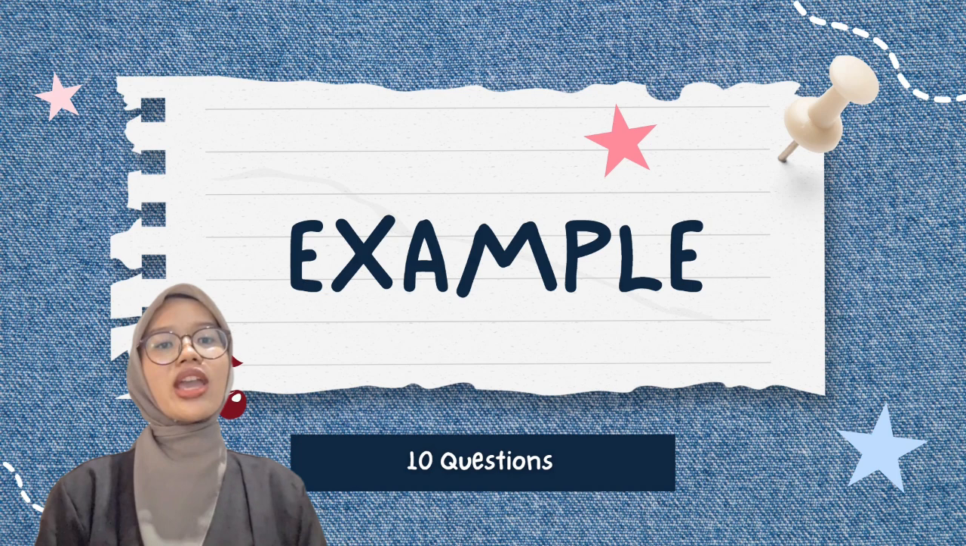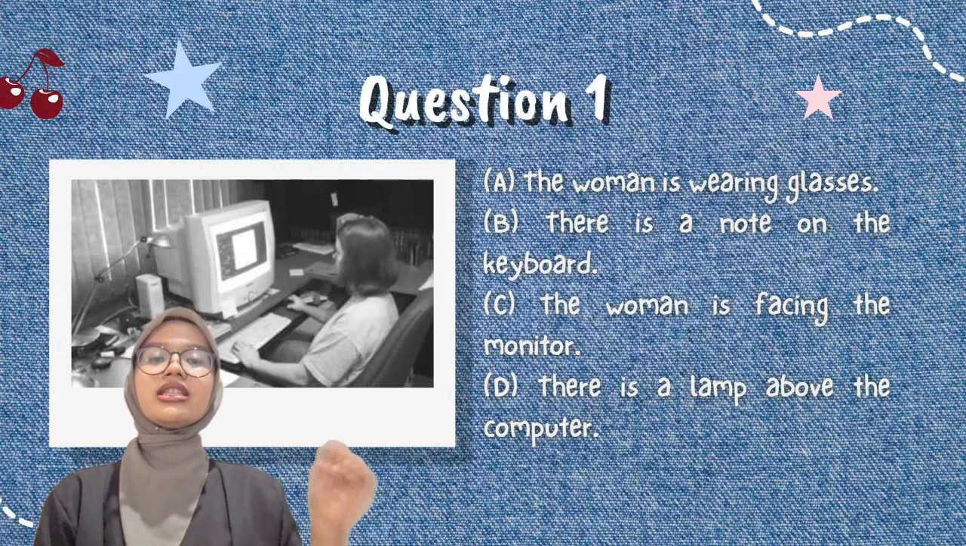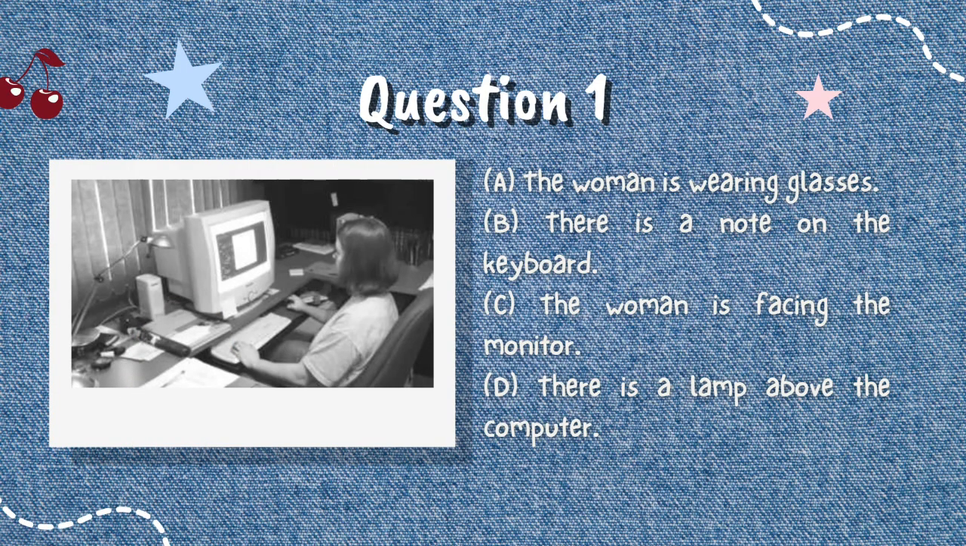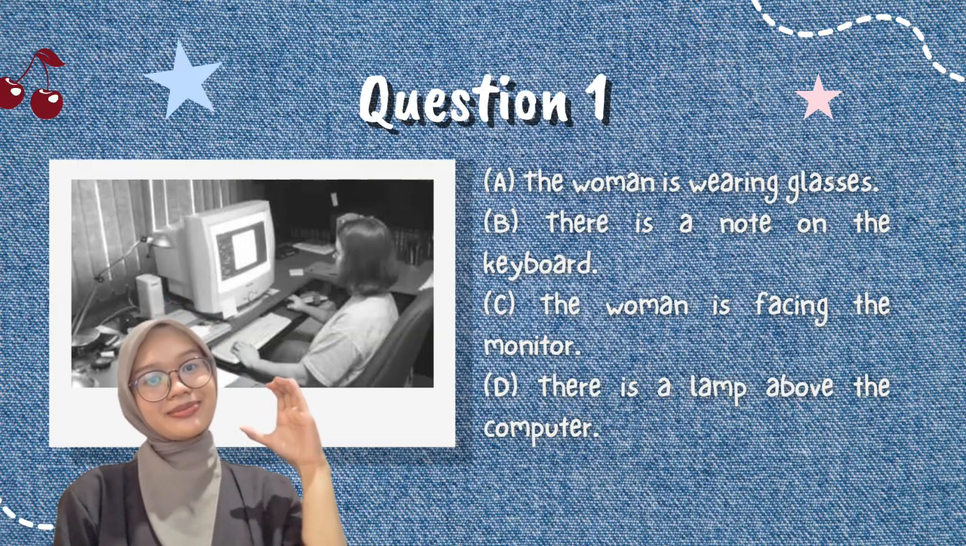There are 10 questions that we will give. Okay, for question number 1, listen carefully. A. The woman is wearing glasses. B. There is a note on the keyboard. C. The woman is facing the monitor. D. There is a lamp above the computer. The correct answer is C.